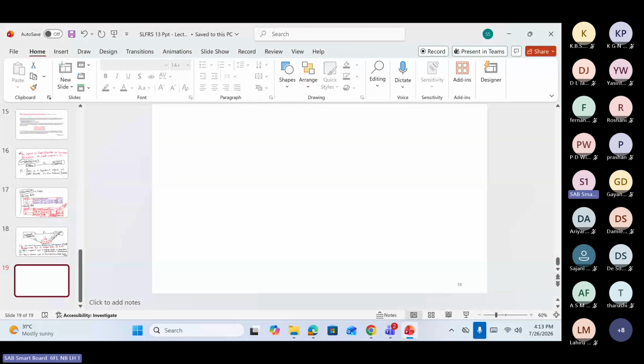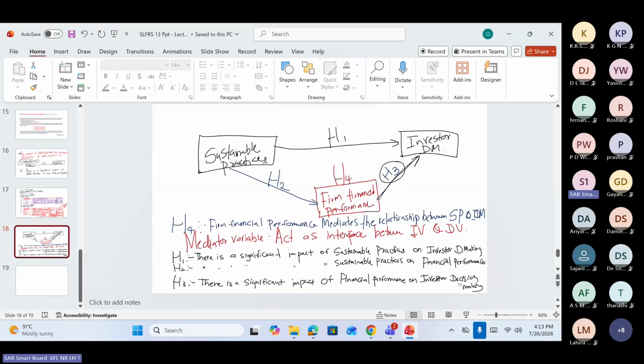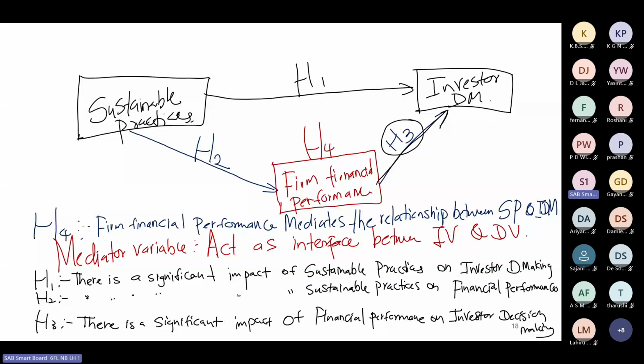Look at the PPT here. What I wrote here is that a mediator variable acts as an interface. That is what we call the mediator. Moderator means this direct relationship may be different because of the organizational size. We do it now.